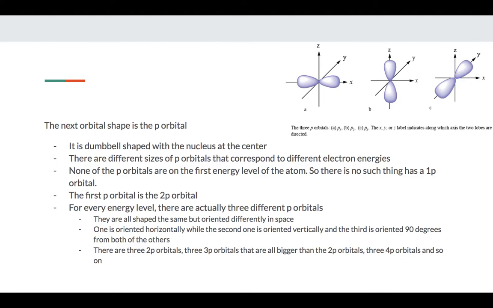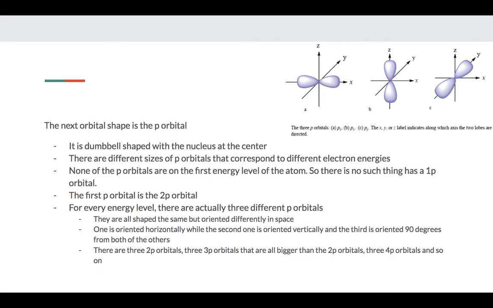Okay. The next orbital shape we're going to talk about is the p orbital. And this is dumbbell shaped with the nucleus at the center. And there are different sizes of p orbitals that correspond to different electron energies. None of the p orbitals are on the first energy level of the atom. So there's no such thing as a 1p orbital. The first p orbital is the 2p orbital.